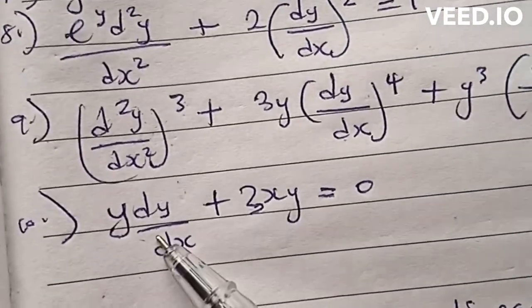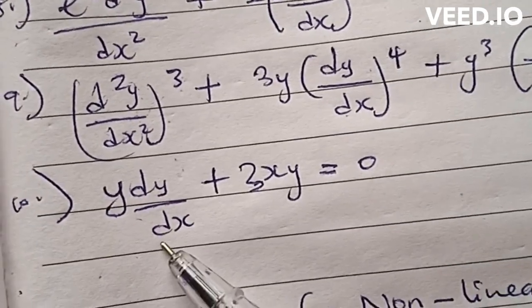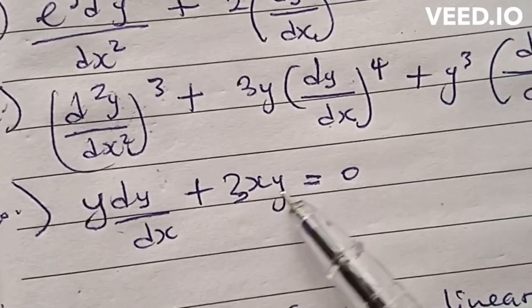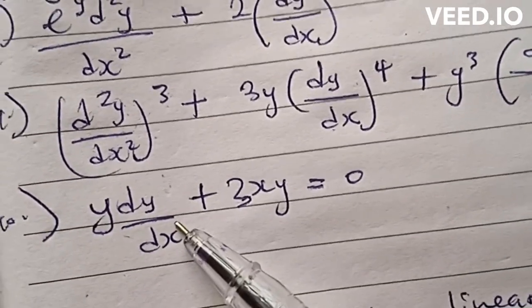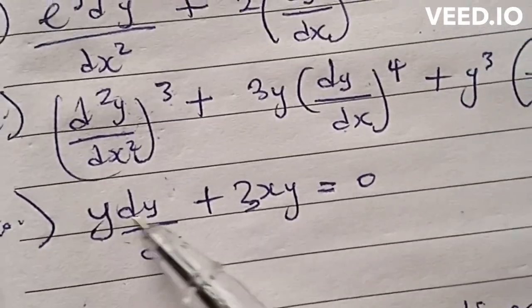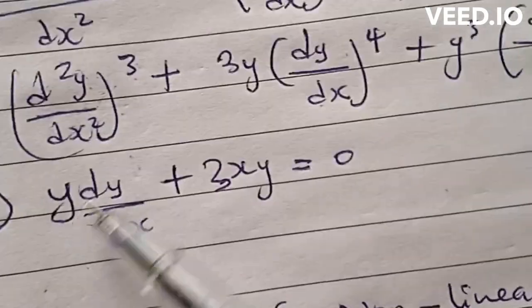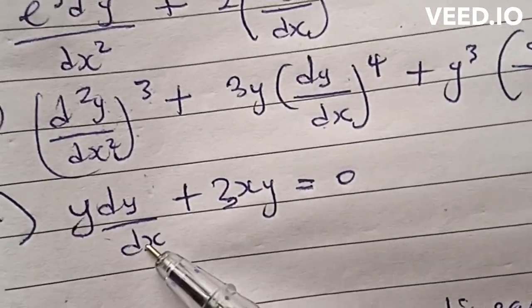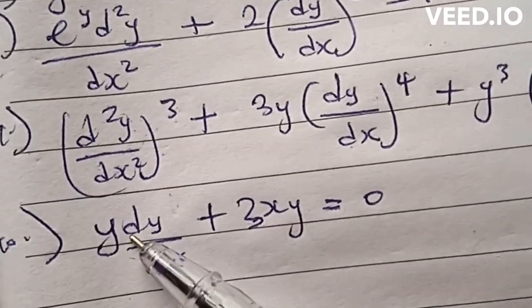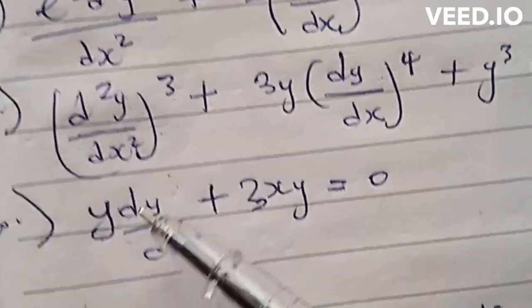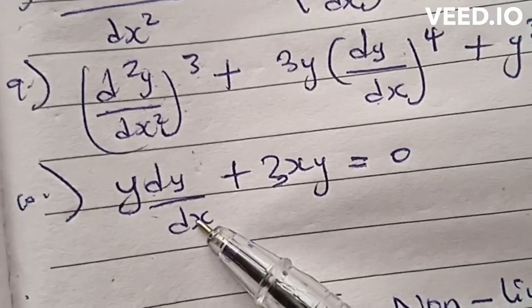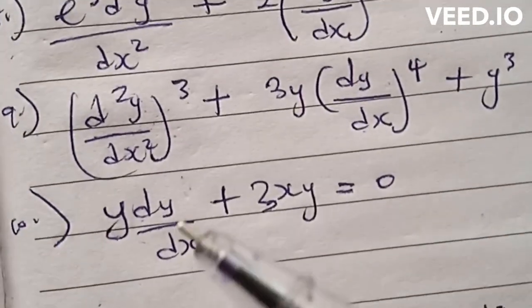Example number 10, y dy over dx plus 3xy is equal to 0. We say that this is a non-linear differential equation because y is multiplying y prime. The dy over dx is the same thing as y prime. Y is multiplying the first order, which is dy over dx. Whenever y is multiplying dy over dx in an equation, that equation is non-linear.